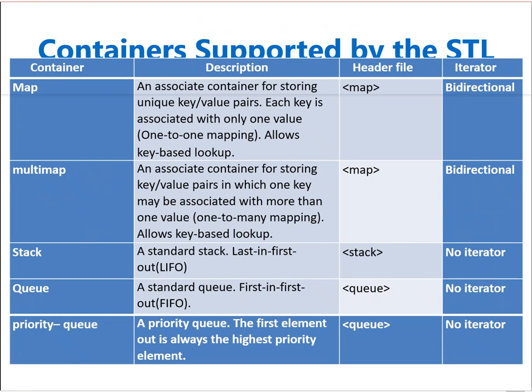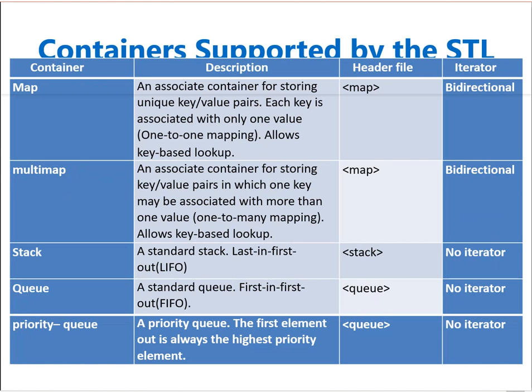Then derived containers, stack. Stack is a type of derived container. A standard stack has the functionality last in, first out. All functions such as pop and push are defined in the stack.h header file, but it does not support any iterator type. Same for the queue and priority queue. Queue, a standard queue, works first in, first out, and all functionality of the queue is defined in the queue.h header file. Again, it is not supported by any iterator.